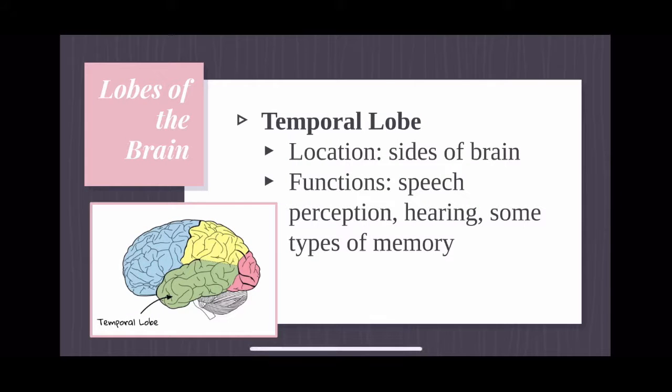And the last of the 4 lobes of the cerebral cortex is your temporal lobe. That is green on your diagram, and that is located on the sides of your brain. So if you take your hands and you put them just above your ears, on the other side of your skull would be your temporal lobe. And since it's located by your ears, great segue into the function.